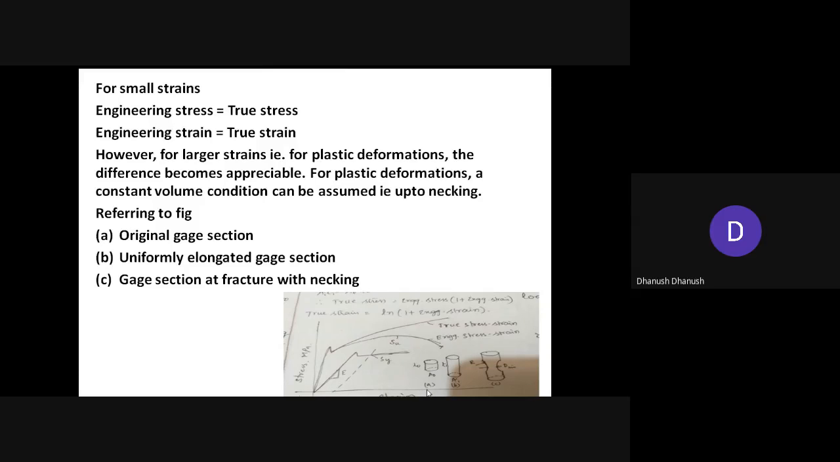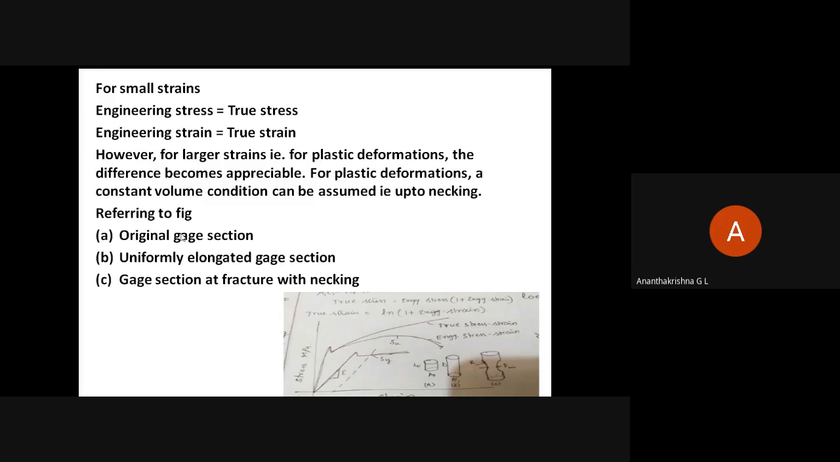The picture A shown here is A naught, the original gauge section. The second one is the uniformly elongated gauge section, and the third one is the gauge section at fracture. This is the necking that is taking place, that is, there is a formation of a neck region before it fractures. This is how the engineering stress strain will be, and this is the curve where we get true stress strain, because the elongation will be enormous in the plastic region. That is what we have described here.